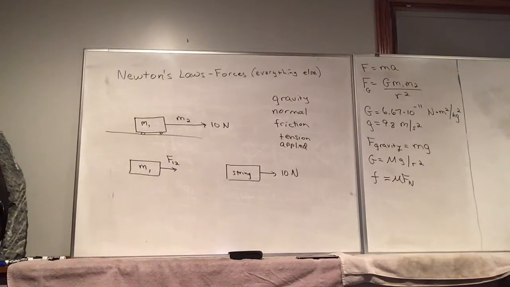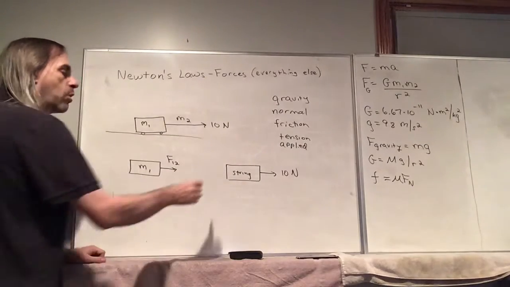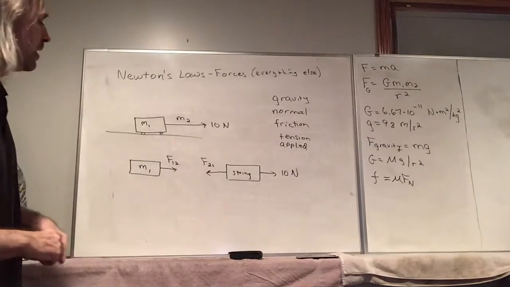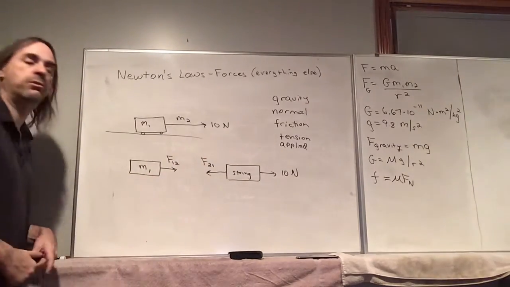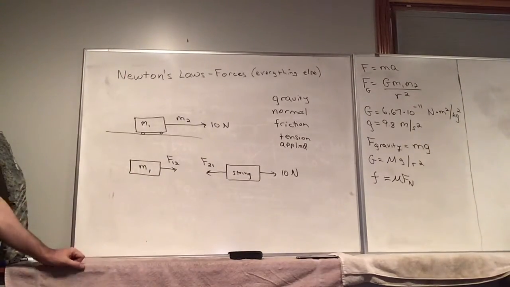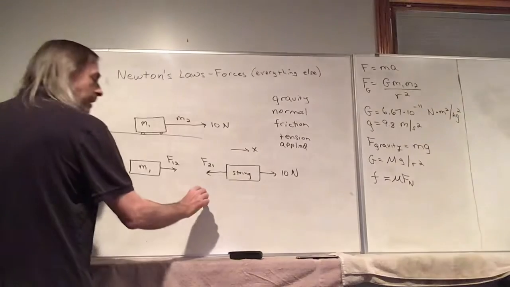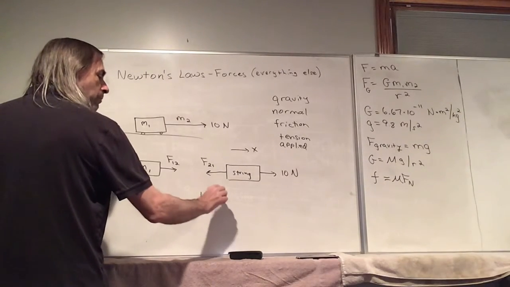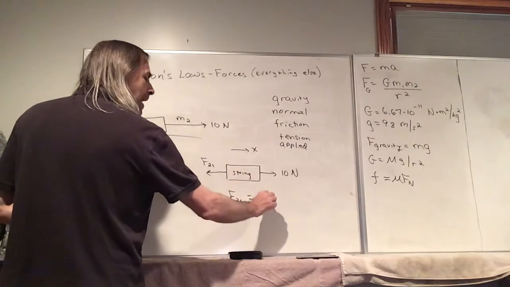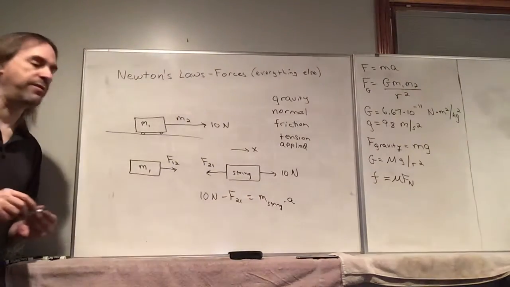Now, by Newton's third law, if the string is exerting a force on mass 1, then mass 1 is exerting a force on the string. We call that F21. And these two forces, these are an example of Newton's third law, so they're equal in magnitude and opposite in direction. And so if we look at the string, let's say this is our x direction, the net force on this object is 10 newtons minus F21, and that would be the mass of the string times the acceleration of the string.